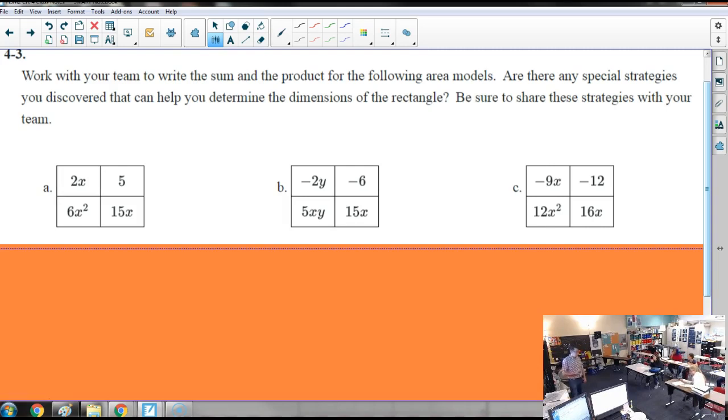So guys, just start playing with what could work. If I have a 2x here and a 6x squared, this will probably be 2x because it'll help me make that 2x. I have a feeling I'm going to be going to this note page a lot.